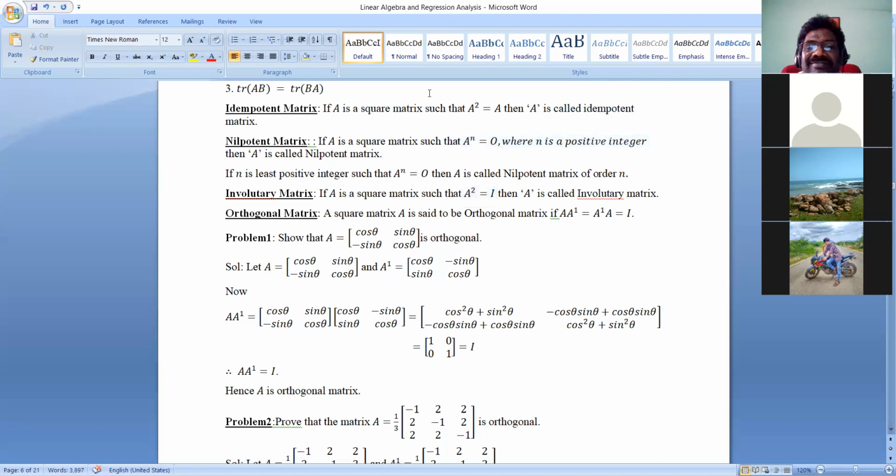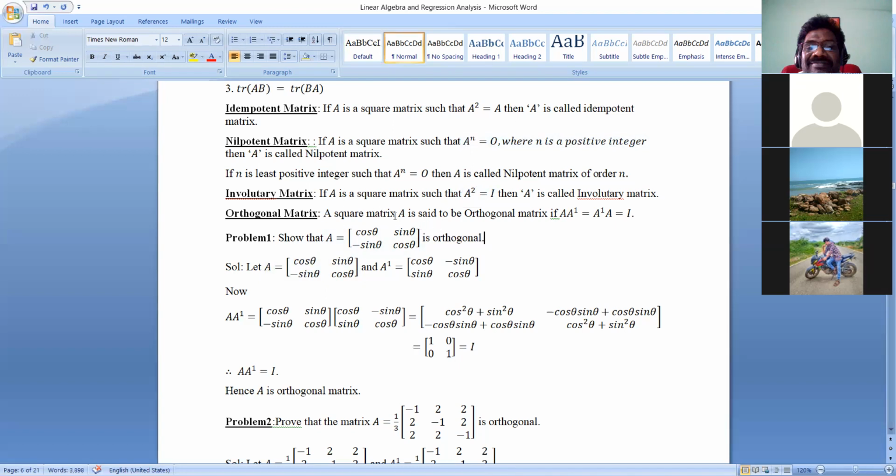For example, we have to solve some problems here. Please note it down. Are you having books? Students, do you have any books or paper and pen? Please note it down.